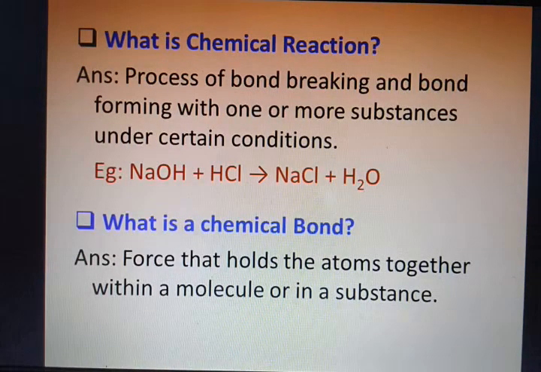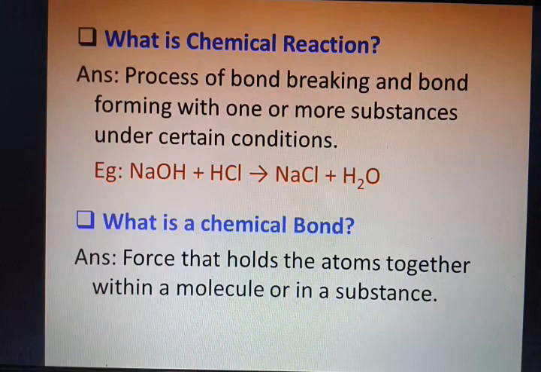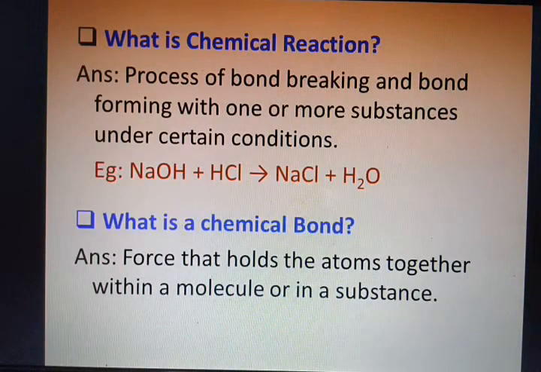So under NaOH you can write sodium hydroxide, under HCl hydrochloric acid, under NaCl sodium chloride, and under H2O water. So that makes a very compact answer.